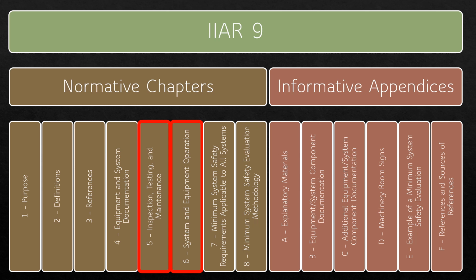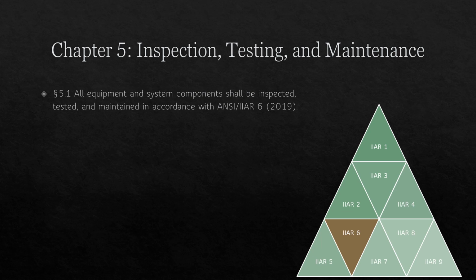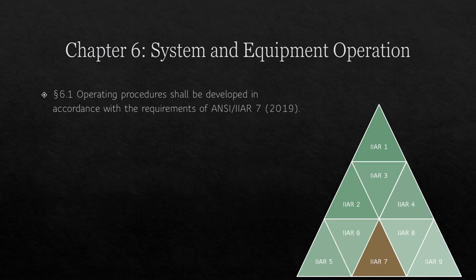We'll conclude this training by surveying chapters 5 and 6, which happen to be one sentence each. Chapter 5 requires that equipment and system components be inspected, tested, and maintained in accordance with IIAR's ITM standard, Standard 6. An interesting nuance of this section is that 5.1 seemingly requires existing systems to comply with Standard 6 immediately, whereas Section 4.1.3 of Standard 6 states that the standard is voluntary until adopted by the authority having jurisdiction or when adopted by the owner, whichever comes first. We'll have to wait and see how this subtle difference plays out. Chapter 6 requires that existing systems develop operating procedures that comply with IIAR Standard 7.